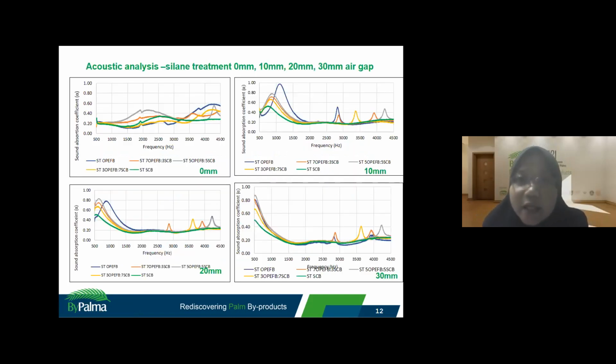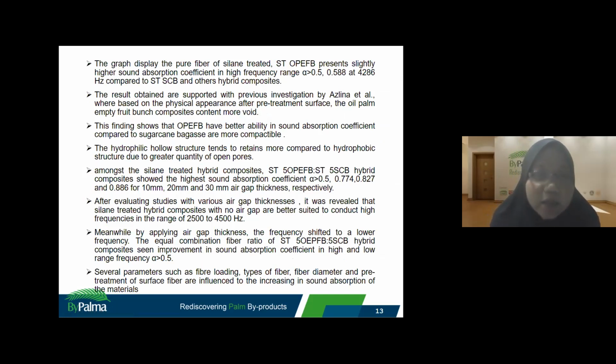the acoustic analysis, which has 4 different air gaps: 0 mm, 10 mm, 20 mm and 30 mm. We can see from the graph that when we apply the air gap, the higher the air gap, the peak is shifted to the right, from here to here. Why? This finding shows that the result obtained is supported by previous investigation.